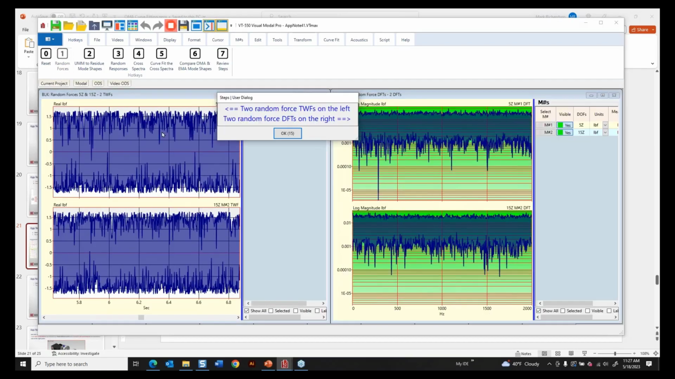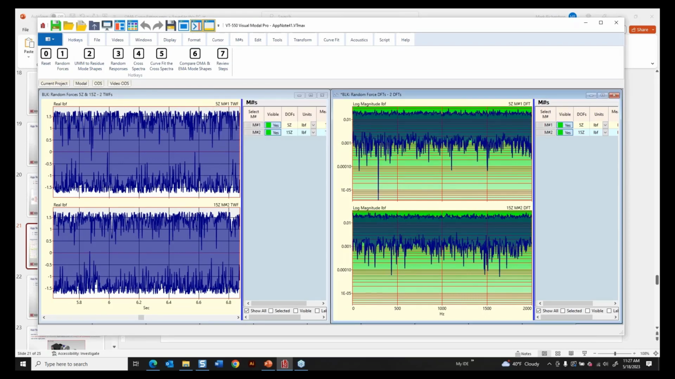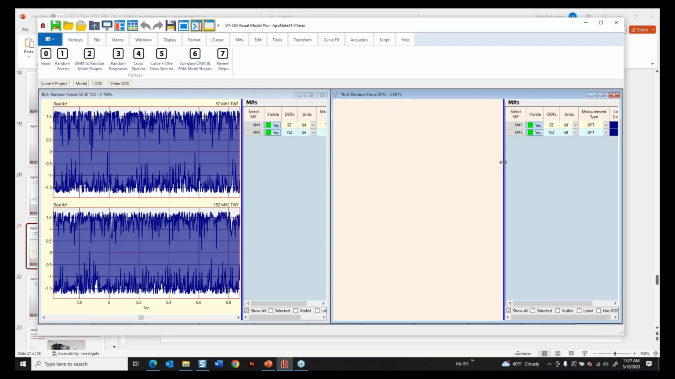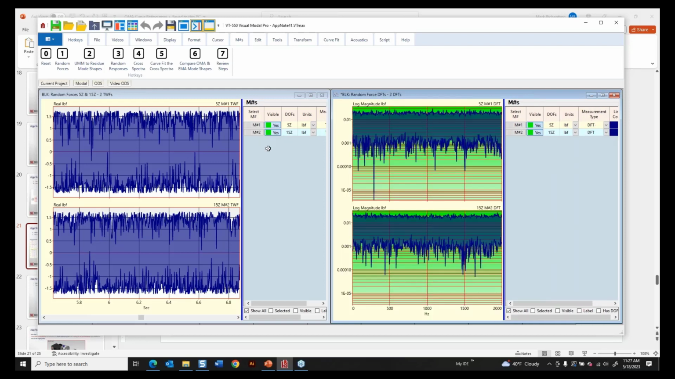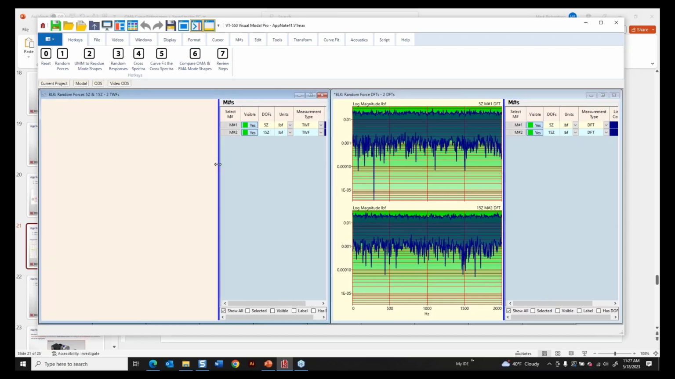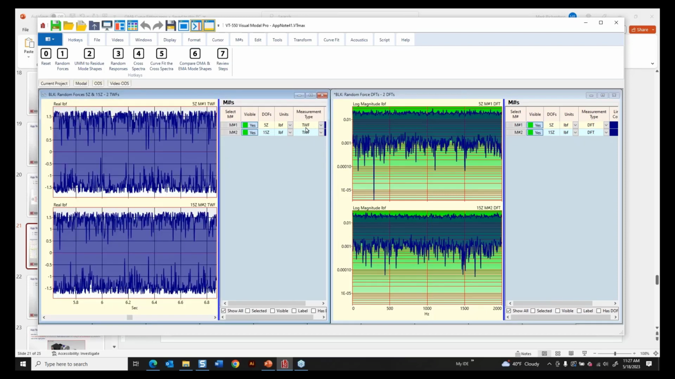All right, let me push the first one. And this puts up a little dialogue, again, from the script telling me what I'm looking at here. Here's the 2 random forces. We can create those in MEscope for doing this kind of simulation work. And then here's the FFT of those 2. So these are the DFTs over here. You can see they're labeled as DFTs over here. These are labeled as TWFs. Time waveforms. So here's the time waveforms, here's the spectra.